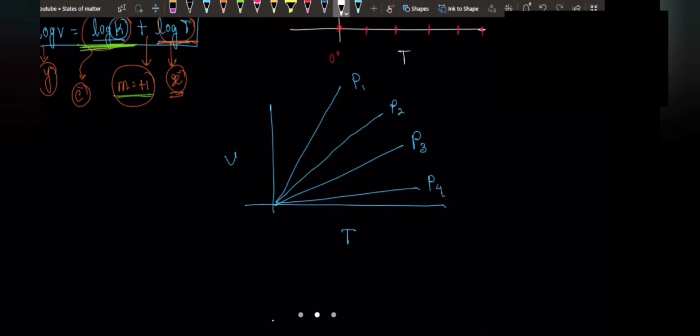First of all, we need to understand that throughout a particular line, the pressure is constant. That's why the diagrams we make for Charles law are called isobars. They are isobars because bar is the unit of pressure, right? So whenever the pressure is constant, we call it an isobar. So all of these are isobars. Now you have to tell me which pressure is the most among all of them.